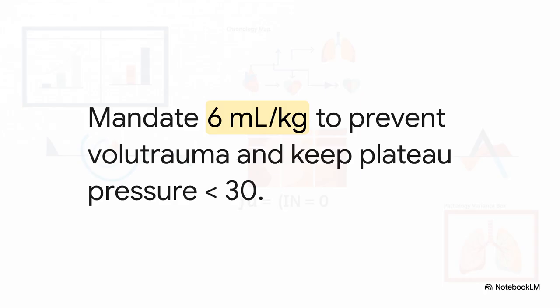We're talking a mandated 6 milliliters per kilogram of ideal body weight. And yes, ideal body weight, not their actual current weight. Why? Because lungs don't grow when a patient gains adipose tissue. If you overinflate those fragile inflamed alveoli, you're literally going to cause catastrophic ventilator-induced lung injury or volutrauma. Your absolute goal here is keeping those plateau pressures strictly under 30 centimeters of water.